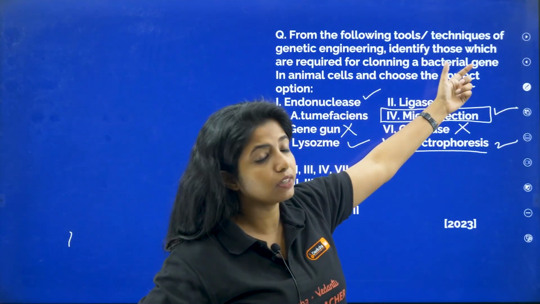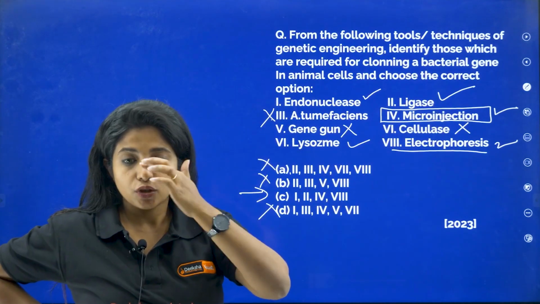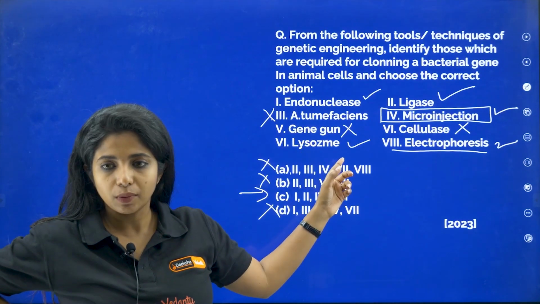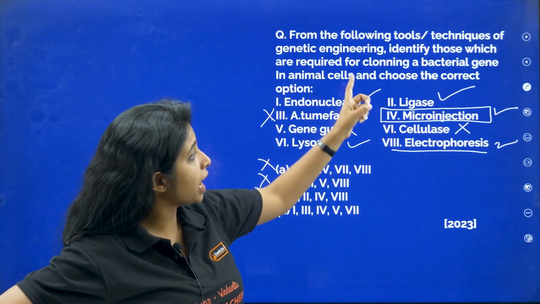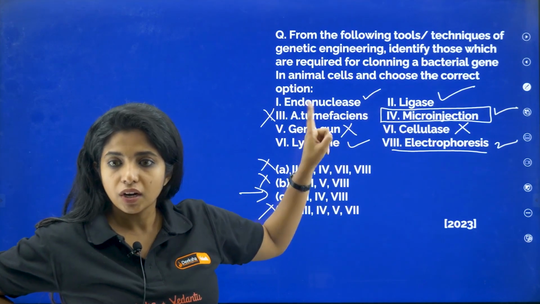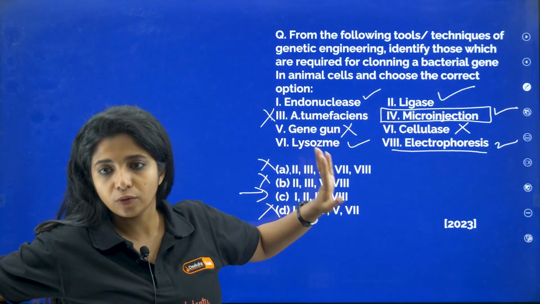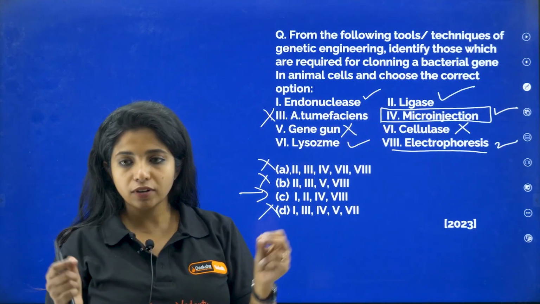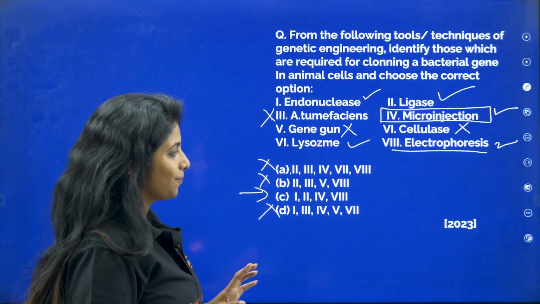What are the terms given over here? Bacterial gene, as in you have to take things from the bacteria. So for breaking down the bacterial cell, you have lysozyme, not cellulase. Cellulase is needed for a plant cell. Now you're putting into an animal cell, that means you need micro-injection, not Agrobacterium tumefaciens. Or if you're using a vector, then it should be retroviruses. Endonuclease definitely you require for cutting. Ligases you need for sticking, electrophoresis for separation. Rest everything is correct. I hope you got it.